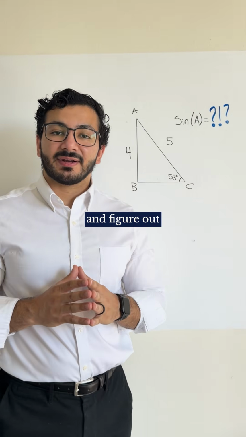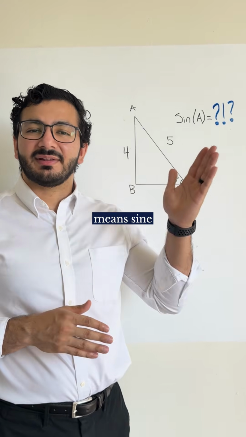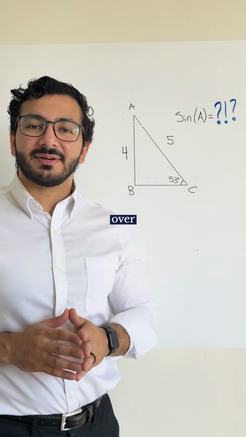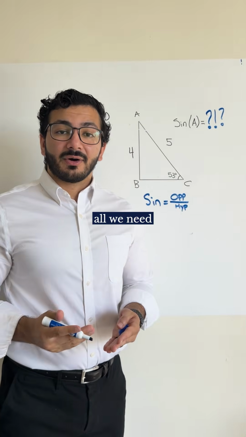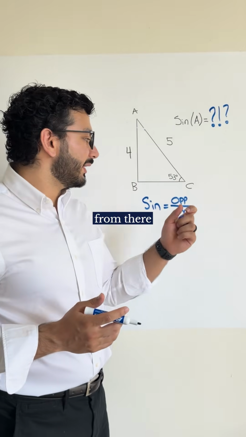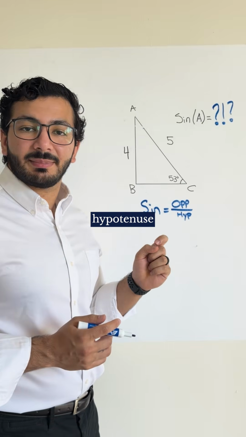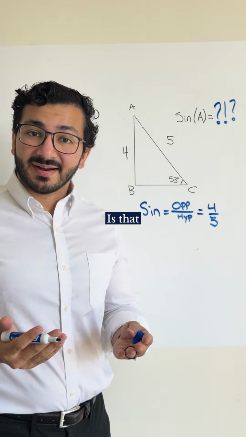So let's go ahead and figure out what is sine. Well, we know SOHCAHTOA. What does SO stand for? That means sine is equal to opposite over hypotenuse. Amazing. Now all we need to do is simply take the opposite and the hypotenuse and solve from there. So we're given this angle. Let's find the opposite side. That's 4, and the hypotenuse is 5. So we're done there. Is that correct?